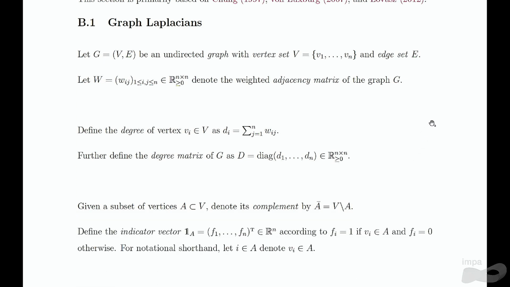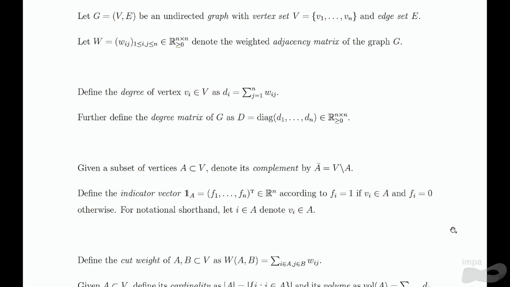So in this set of lectures, we are going to be focused largely on the problem of clustering nodes in a graph. So we have to think about a notion of sets of vertices and partitions of our vertex set. And so we're just going to use the notation that A is a subset of V, a subset of vertices. Then the complement is just A bar.